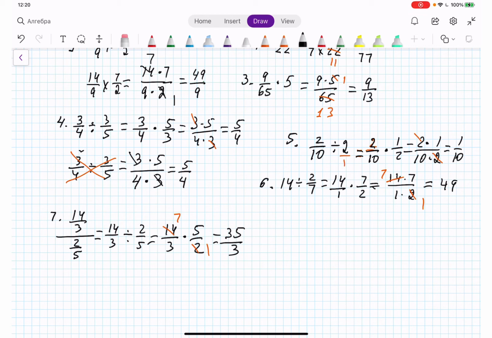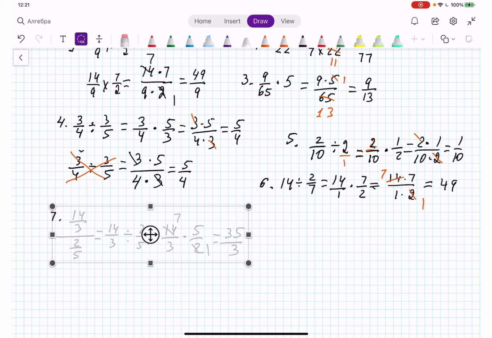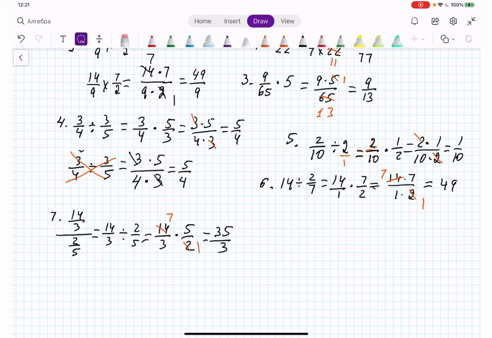Number 8. Division of mixed fractions. So 10 and 1/2, we are going to divide by 7 and 4/5. Okay, to divide mixed fractions or even multiply mixed fractions, the first thing we have to do is convert the mixed fractions into improper fractions. Let's convert 10 and 1/2.